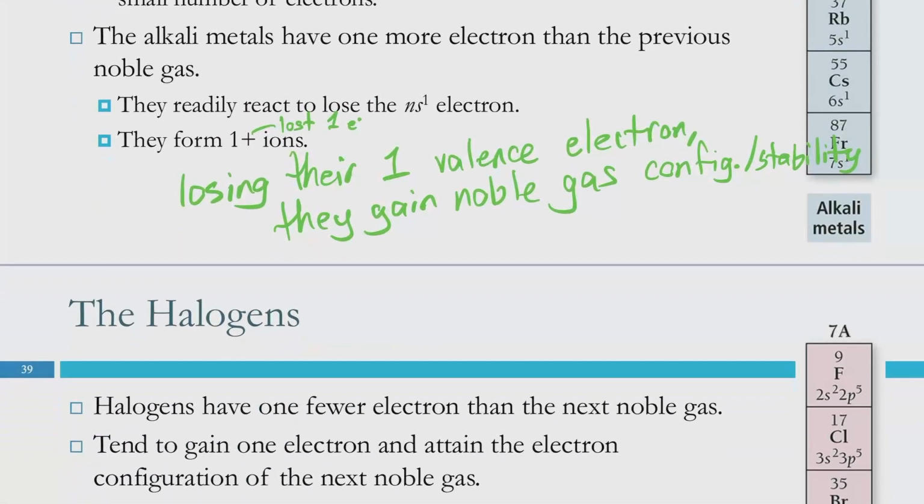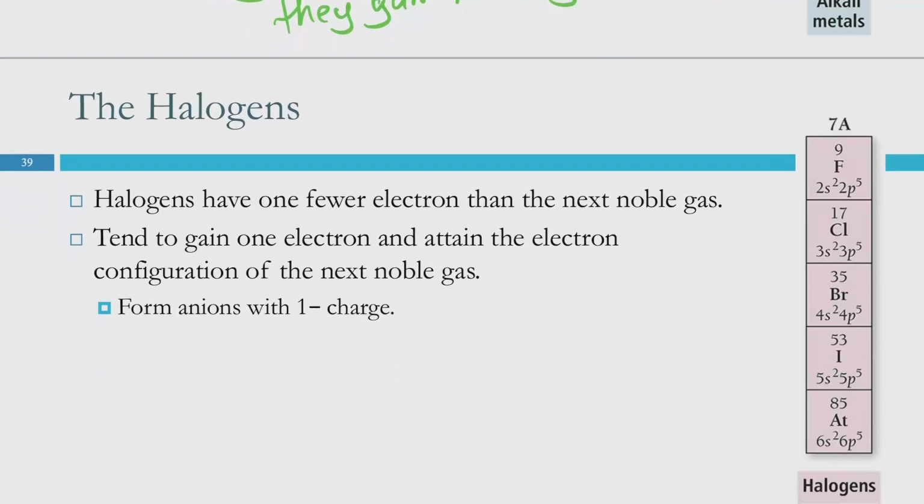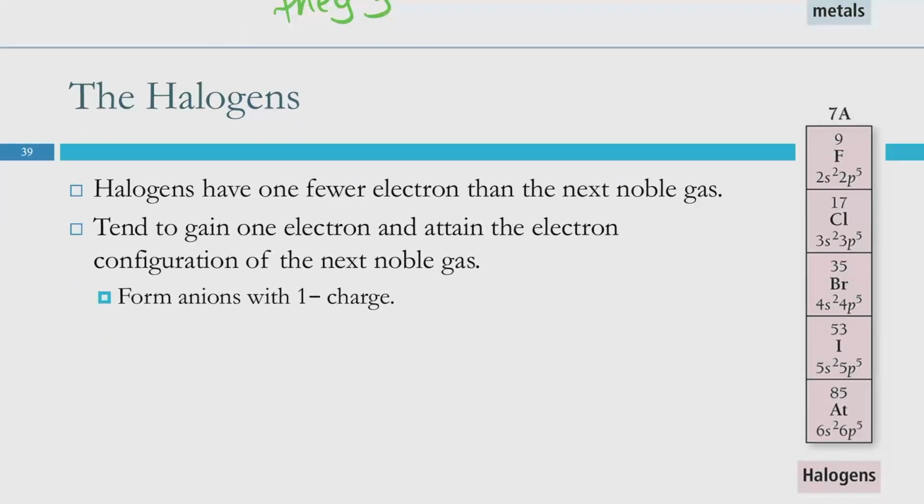Halogens are the other side. So halogens are located right next to our noble gases, but they are one electron short. So they're in the 5th spot. They're 2s2 2p5 in the case of fluorine, or 3s2 3p5 in the case of chlorine, and so on. And so to get that noble gas configuration where all of their electrons are paired up, they just have to gain one electron.